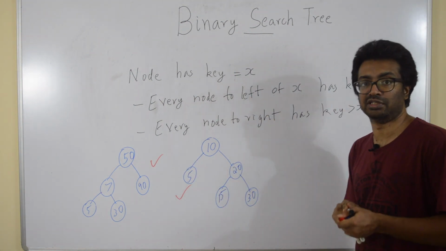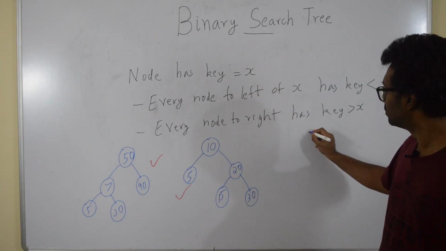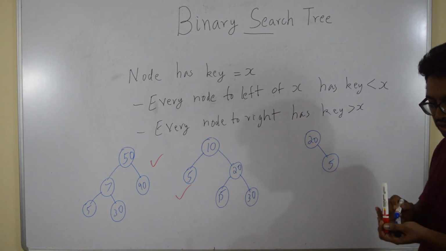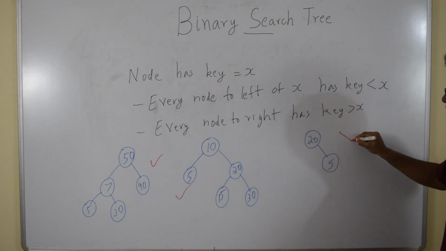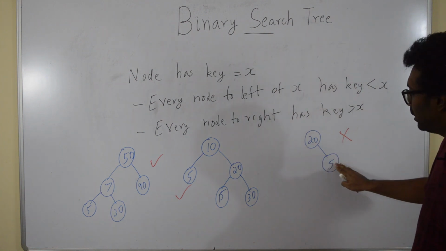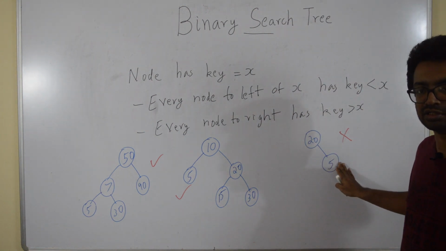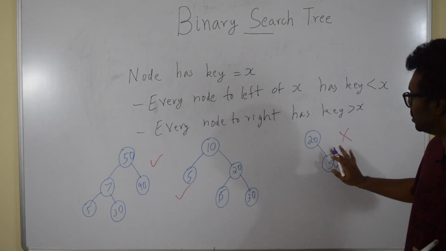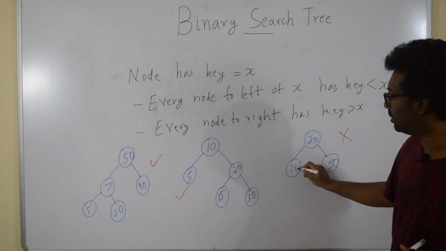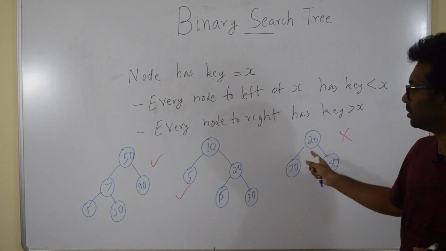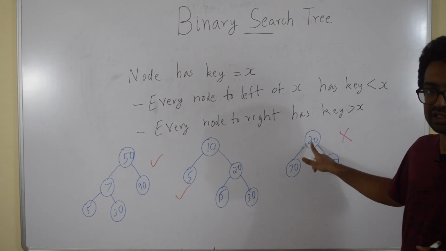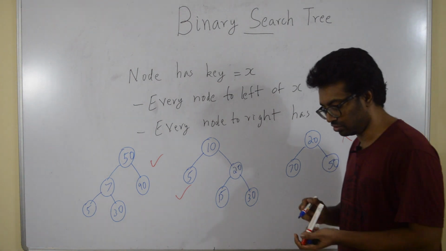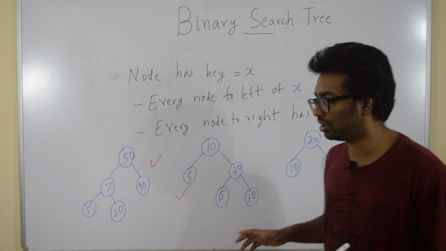Let's look at an example which is not a binary search tree. This is not a binary search tree, right? Because to the right of 20, it's 5, which is less than 20. This is not good. Let me make it 50, so this is good. But what if I have 70 here? This is also not good, because 70 is greater than 20, but it's on the left of 20. So this is therefore not a binary search tree.